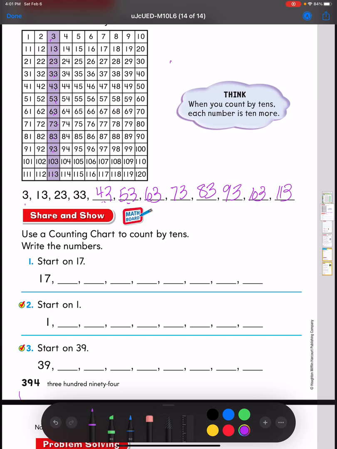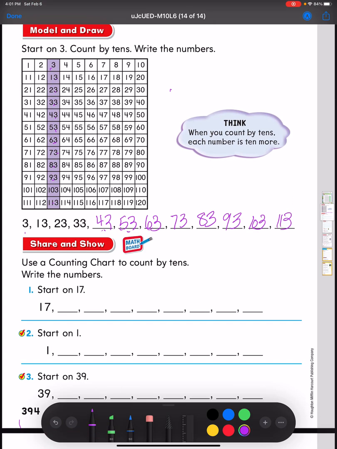It wants us to use our counting chart to count by tens, write the numbers. So this time it wants us to start on 17. So I can find 17 right here, and we're increasing by tens. That means I'm just going to go down my chart. My ones place is still going to have a 7, and my tens place is going to increase each time.